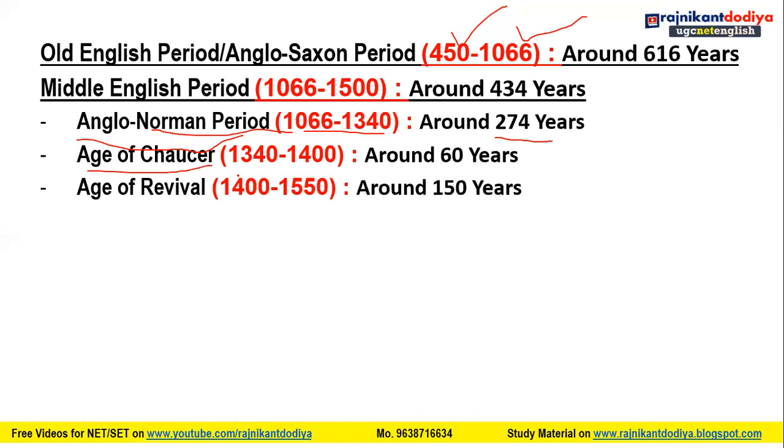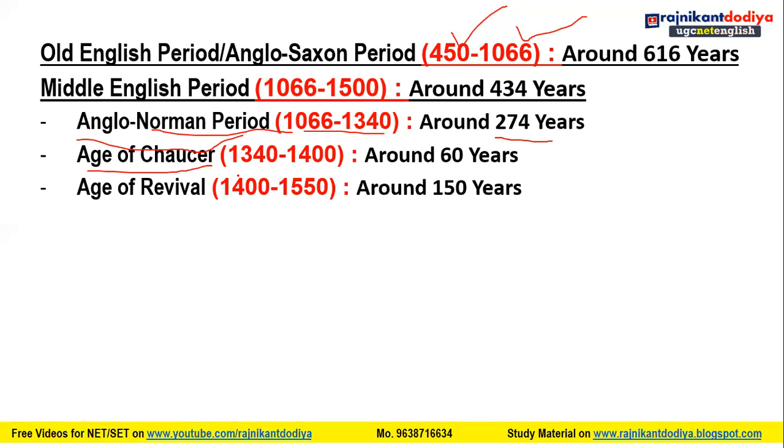So keep in mind this term, age of transition and turbulence, for the age of Chaucer. Then the age of revival, the last 150 years of the Middle English period, and the last 50 years of this age of revival is also a part of the Renaissance period. Okay, because it is in between the Middle English period and the Renaissance. Age of revival, it is around 150 years, and it was between 1400s to 1550. And this particular age includes the time of the Middle English period and the Renaissance.